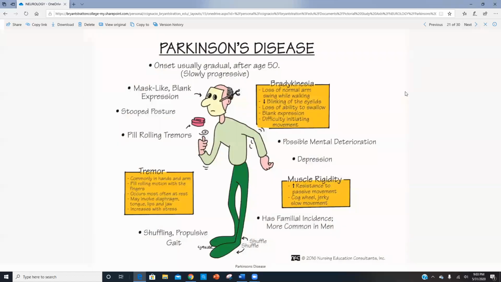All right, let's now talk about Parkinson's disease. So this is a chronic progressive neurological disorder caused by the loss of pigmented cells of the substantia nigra and the depletion of dopamine.